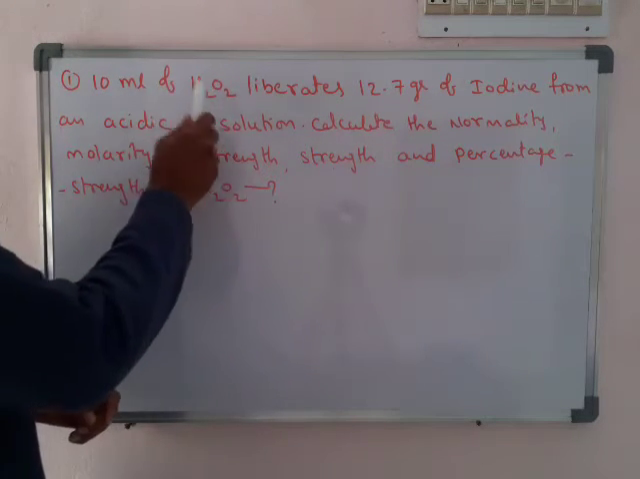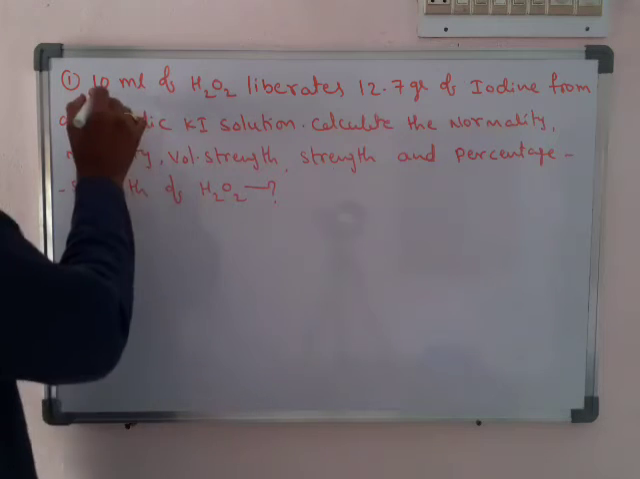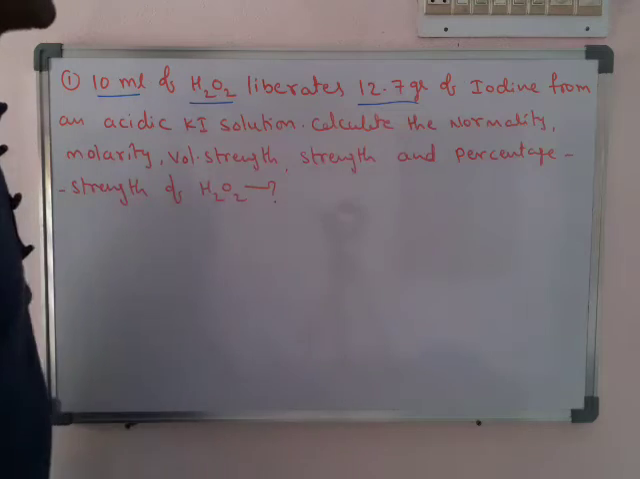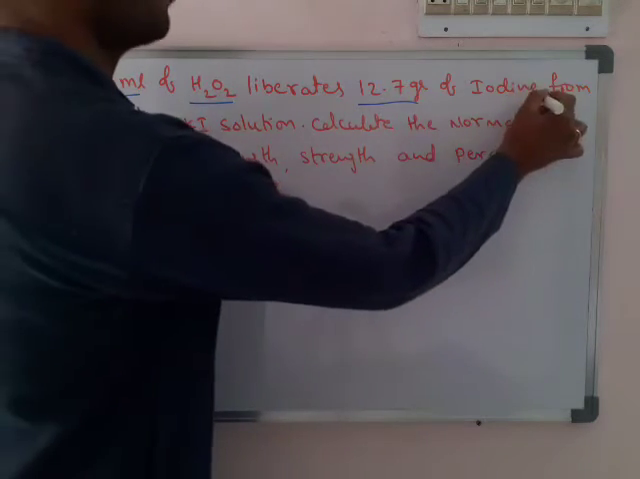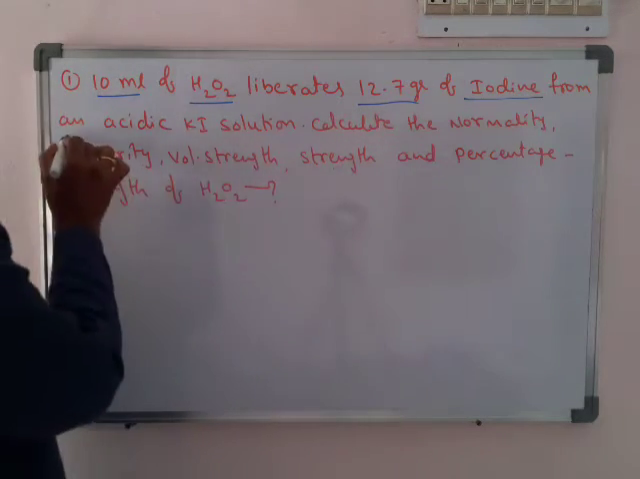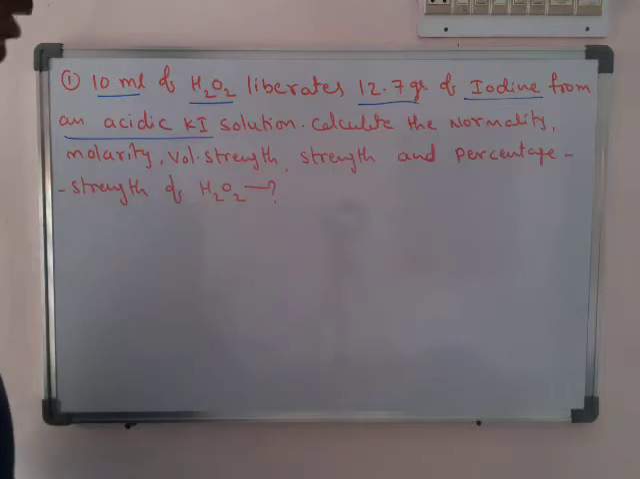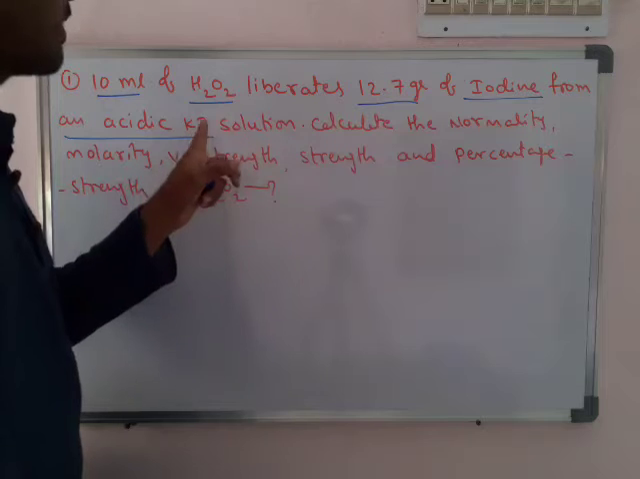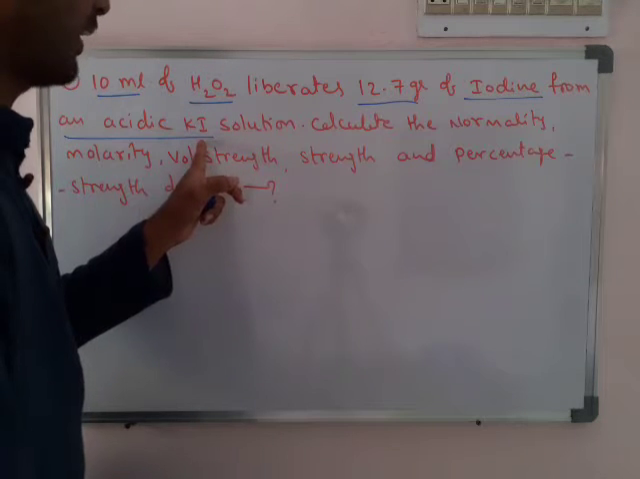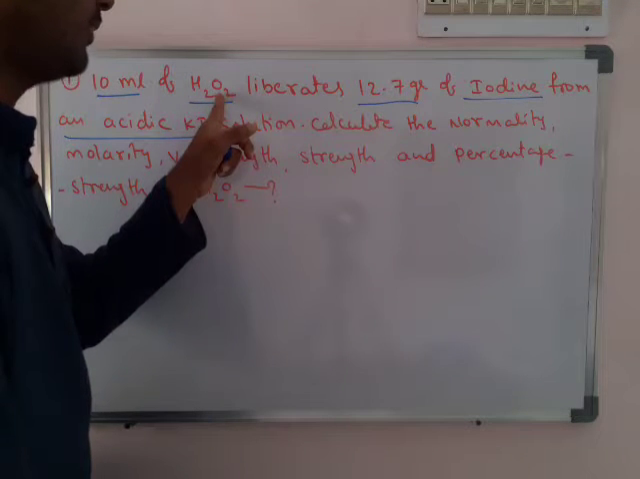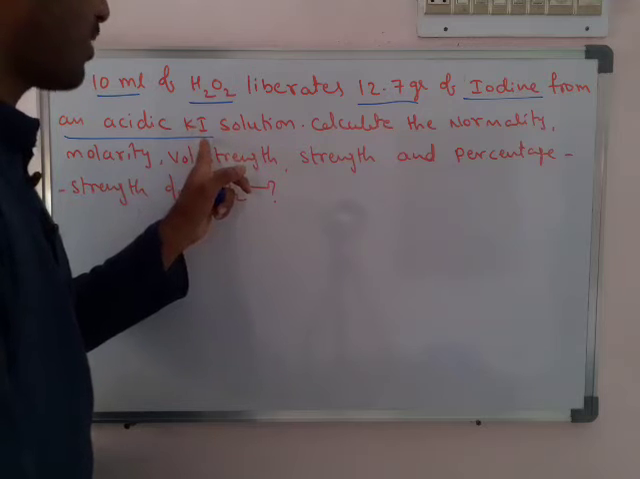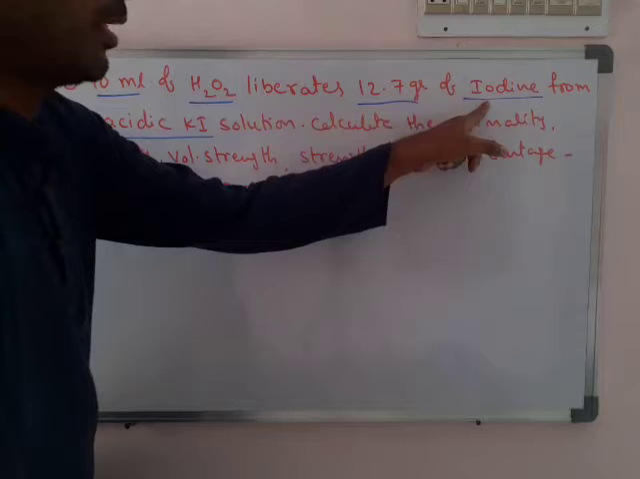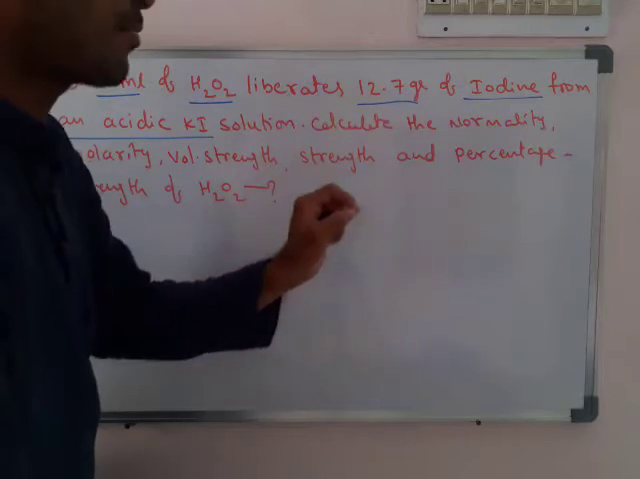10 milliliter of hydrogen peroxide liberates 12.7 grams of iodine from an acidic potassium iodide solution. So the important thing here is that the hydrogen peroxide reacted with the potassium iodide in acidic medium, giving iodine. How much? 12.7 grams of iodine.